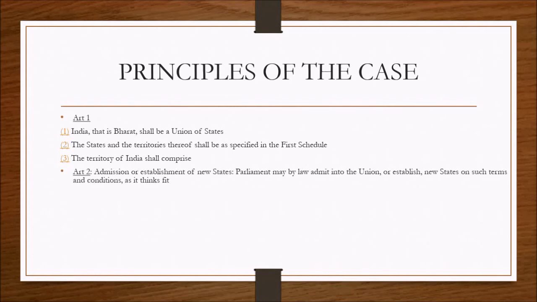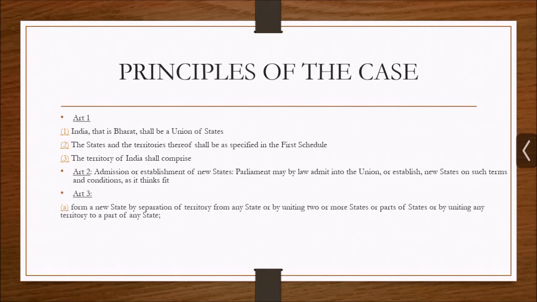Then go to Article 2, admission or establishment of new states. Parliament may by law admit into the Union or establish new states on such terms and conditions as it thinks fit. The most important article in this case is Article 3. Then go to Article 3 Clause A. Article 3 Clause A states: form a new state by separation of territory from any state, or by uniting two or more states or parts of states, or by uniting any territory to a part of any state.